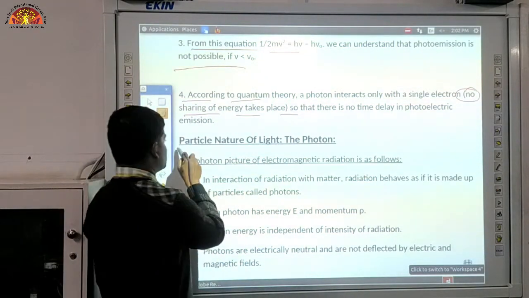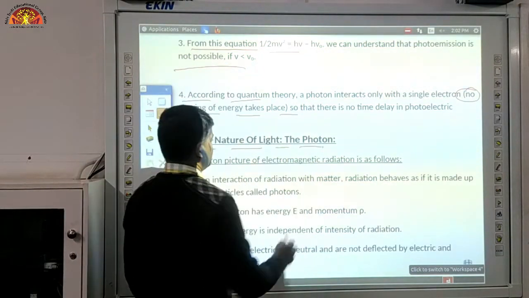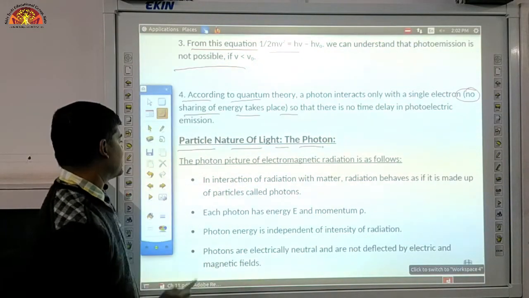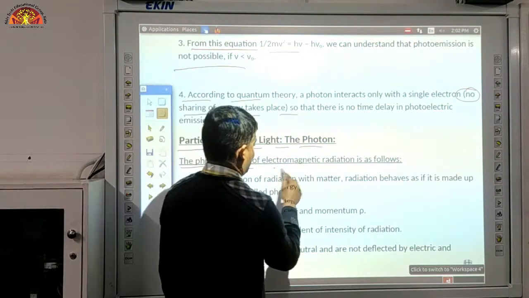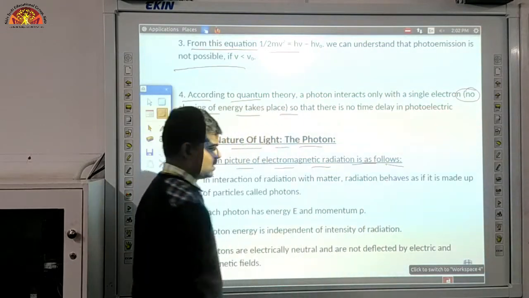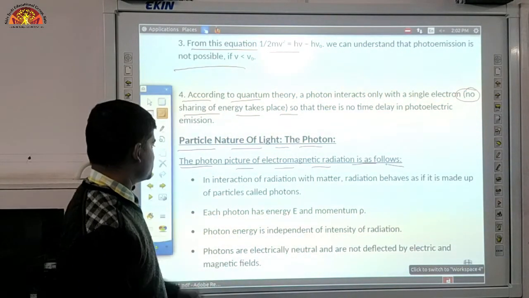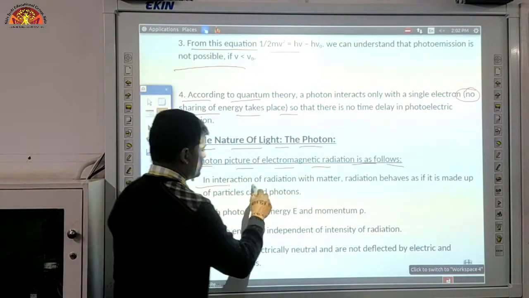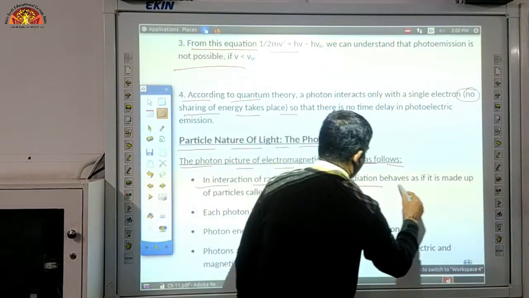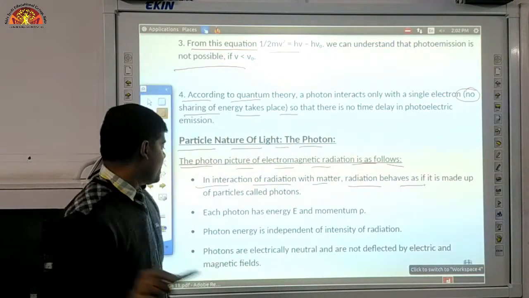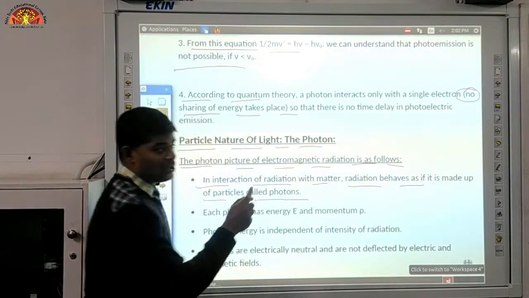Now the next topic, that is your particle nature of the light, that is the photon. हम photon की बात कर रहे हैं। The photon picture of electromagnetic radiation is as follows. अगर हम photon की बात करें तो उसके कुछ features हैं, उसको देखते हैं। In interaction of the radiation with the matter, the radiation behaves as if it is made up of the particles called the photons.